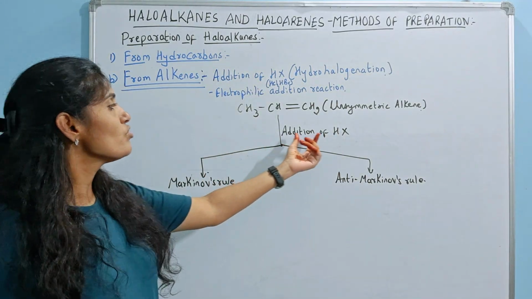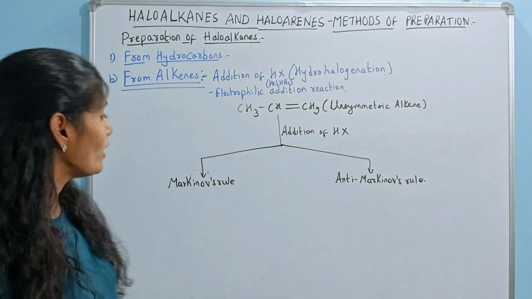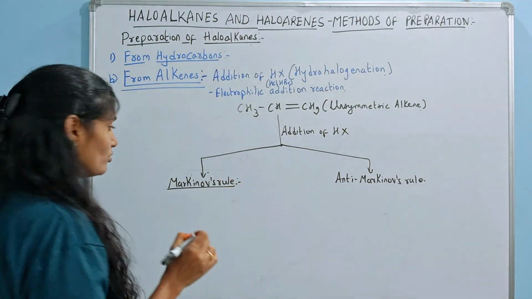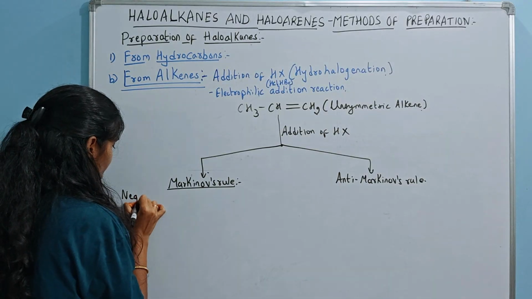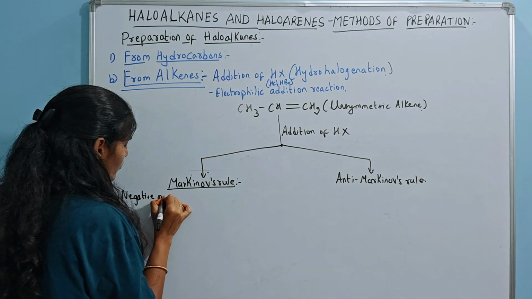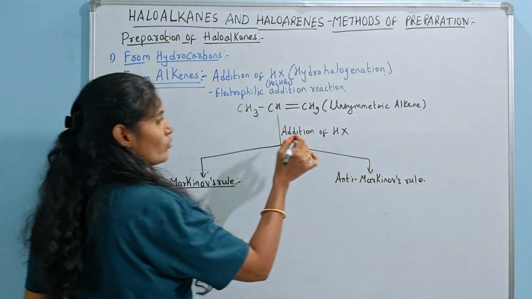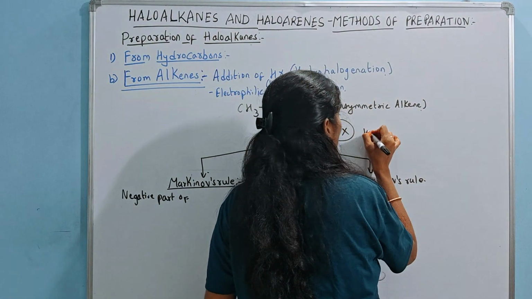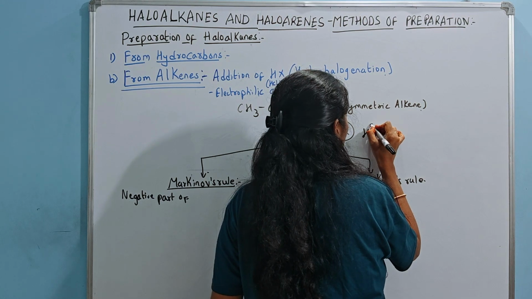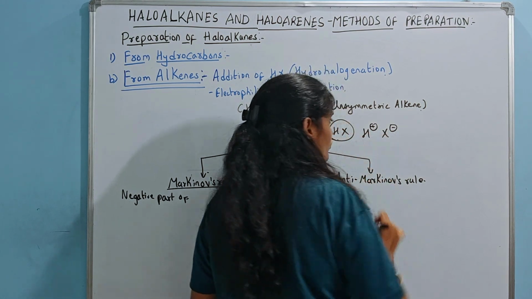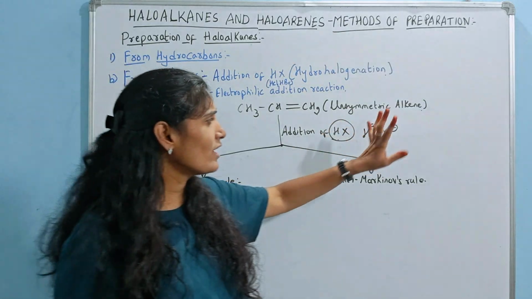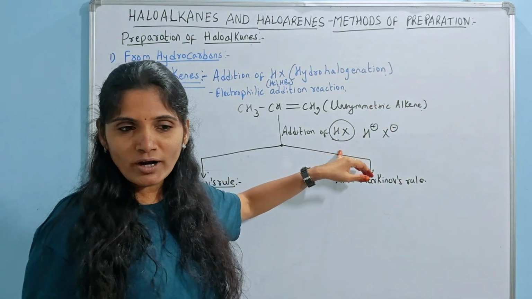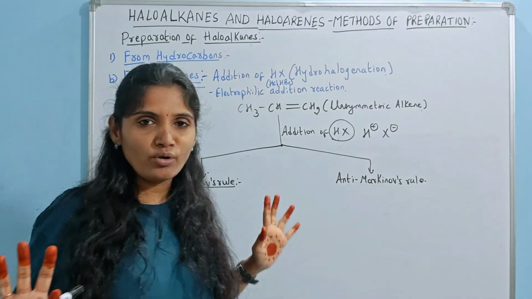Now if you do the addition according to Markovnikov rule, what does Markovnikov rule say? Negative part of the reagent. What is the reagent I have taken here? HX. Now if you see here, H will be the positive part of the reagent, halogen will be the negative part of the reagent. I am not saying H plus is cation, X minus is anion, because we very well know the bond existing here is a covalent bond, and I cannot talk about literal cation and anion.